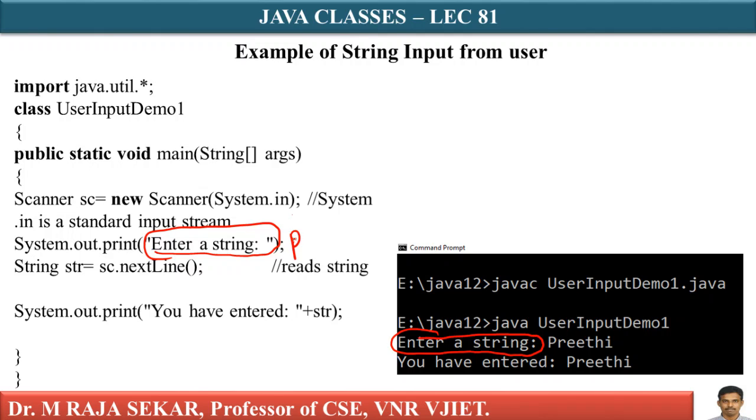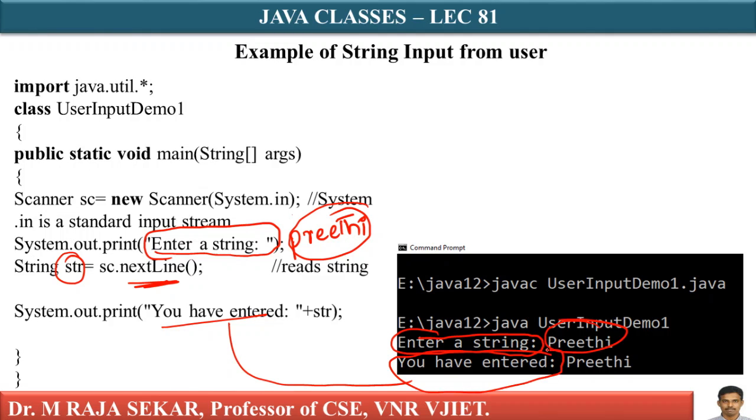Now let me say I typed a string with the name Preeti. Now what happens? String str = sc.nextLine(). nextLine means this Preeti will be read and that will get stored in str. Now what are you printing? You have entered, and I am appending str. In str, which one is there? The string Preeti is there. That's what I am displaying.